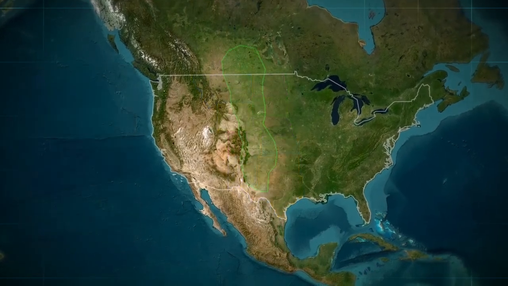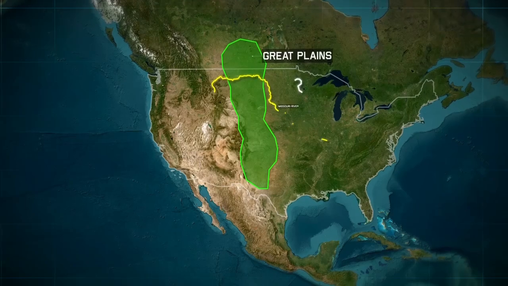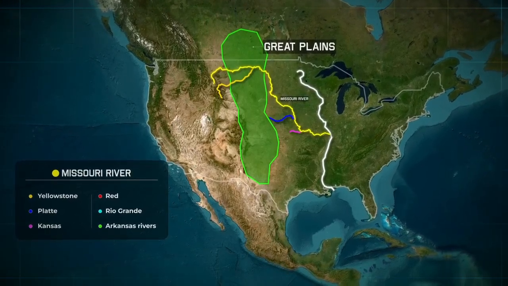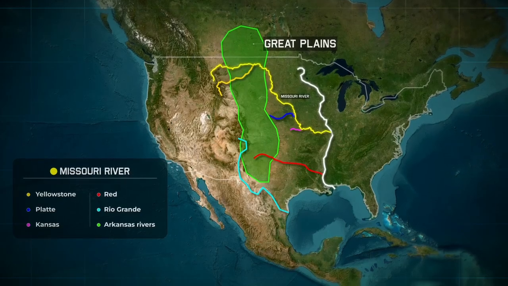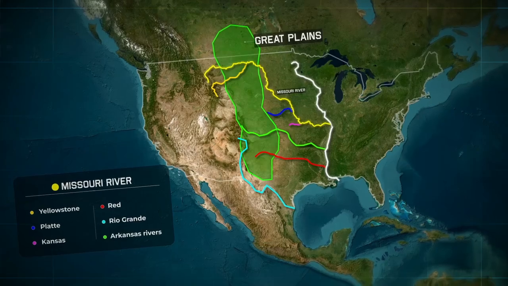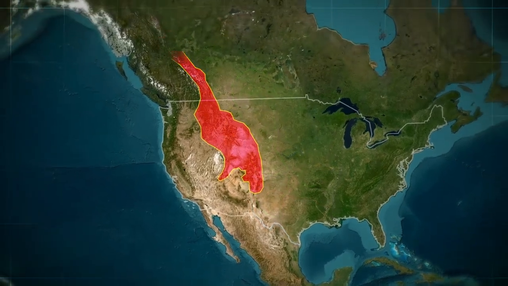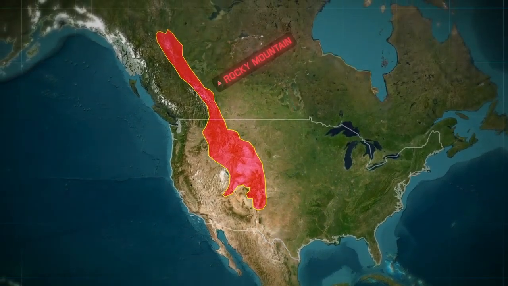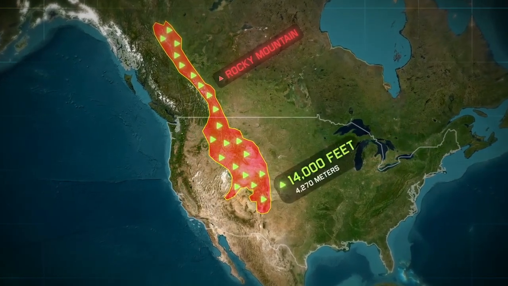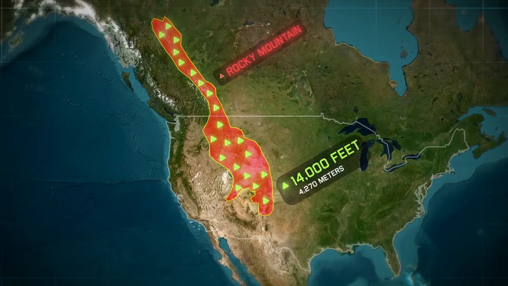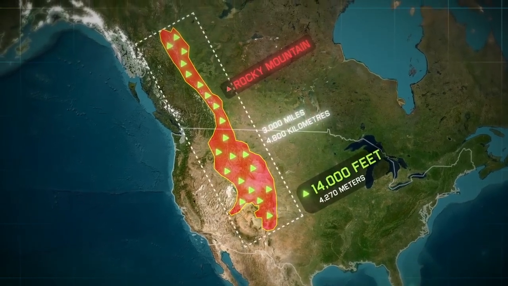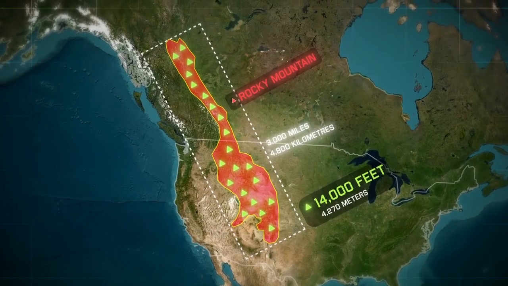In the United States, the Great Plains are drained by the Missouri River and its tributaries Yellowstone, Platte, and Kansas, as well as the Red, Rio Grande, and Arkansas rivers, which flow eastward from the Rockies. As you go further west, you will reach the Rocky Mountains, an enormous and rugged mountain range with peaks rising up to 14,000 feet, which is 4,270 meters.